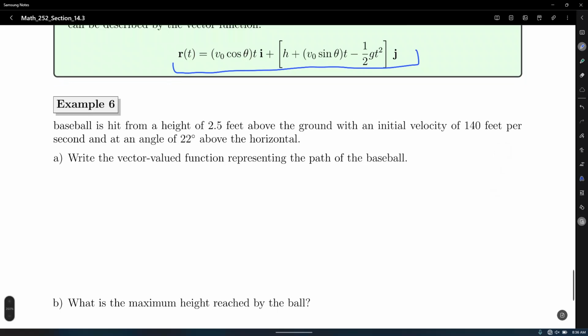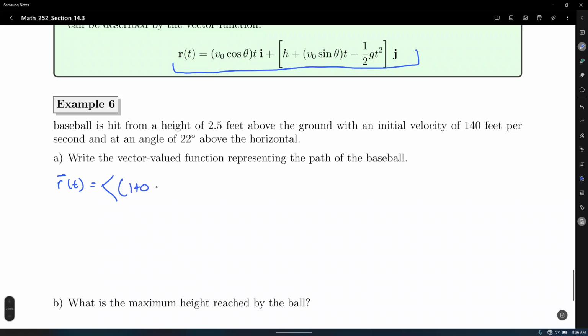Number one, r of t equals v naught, that is the initial velocity. Notice the velocity this time is not given as a vector but rather as a scalar, because it's going to count for both components in the function. So that is 140.